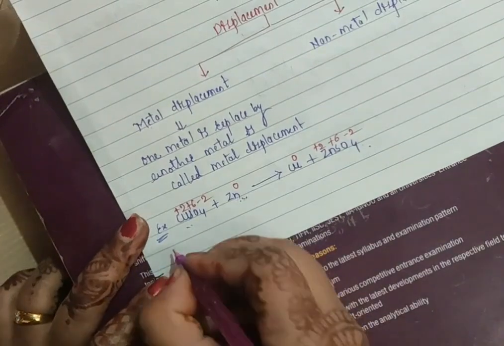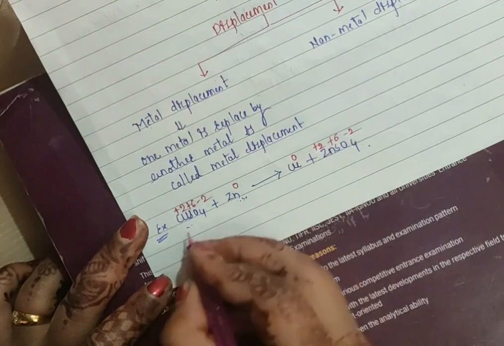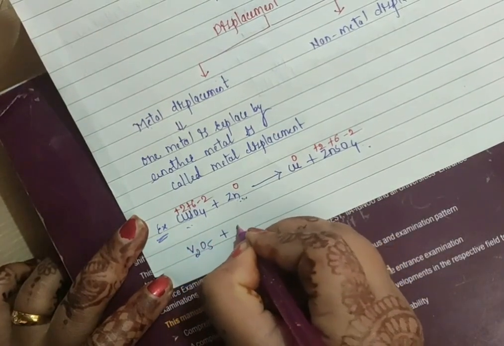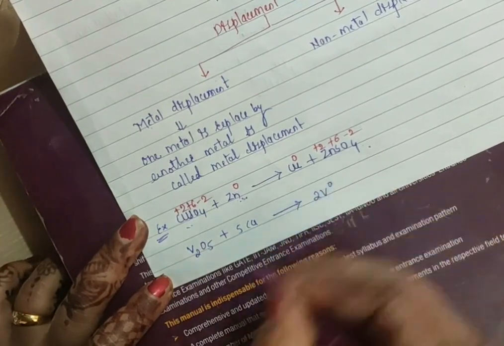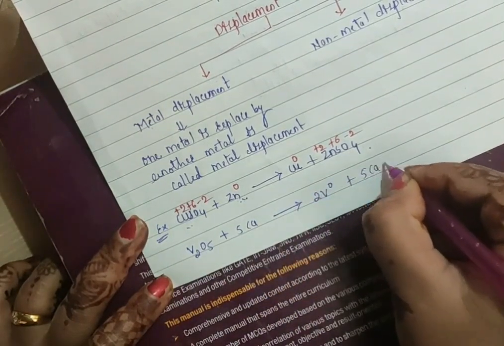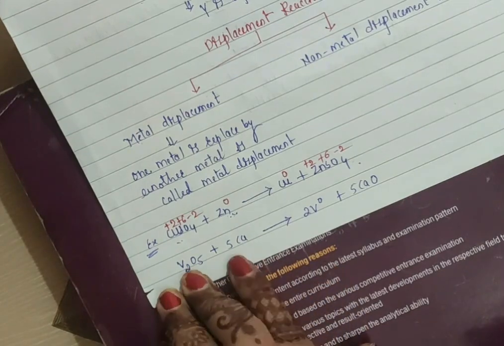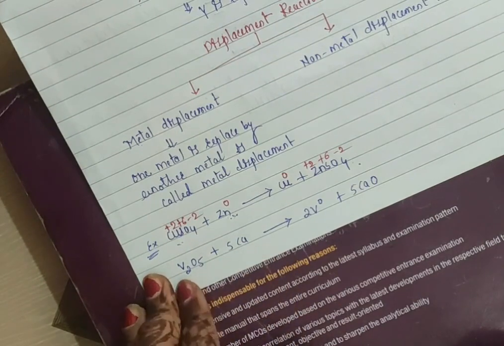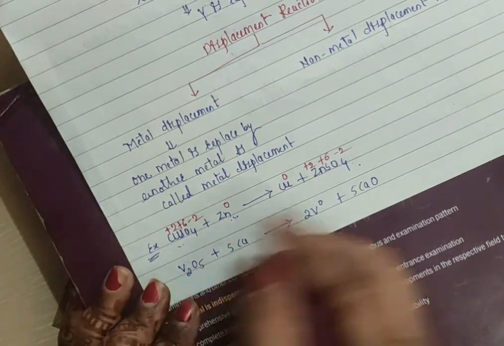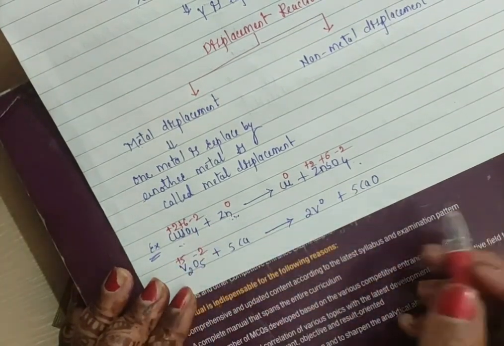I'll take one more example here, that is V2O5, vanadium oxide. When it reacts with 5 molecules of calcium, I'm getting 2 molecules of vanadium plus 5 molecules of calcium oxide. So what is replaced here? Vanadium is replaced with calcium. I removed vanadium and added calcium. The oxidation number of vanadium will be +5. Oxygen is always -2. You have to find that here.